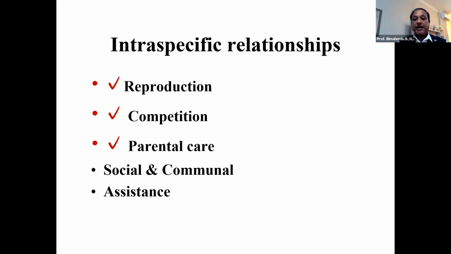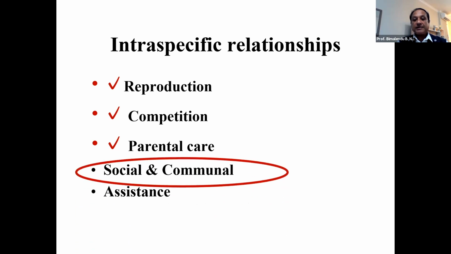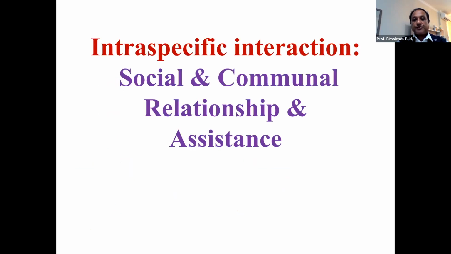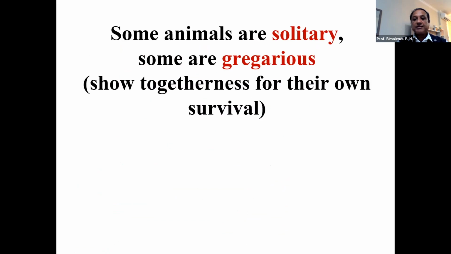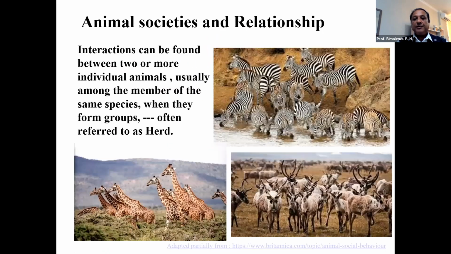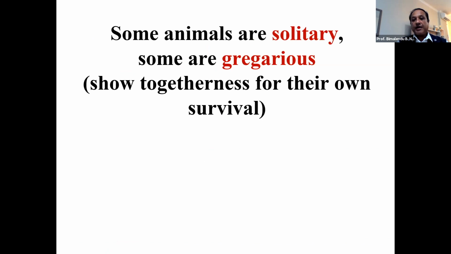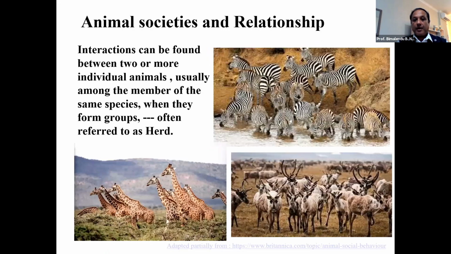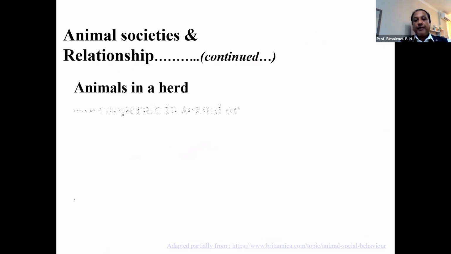So we have already covered most of these, and we will talk about different types of the communal relationship and the assistance. So social and communal relationship and assistance. Some animals are solitary and some are gregarious. So the interactions can be found between two or more individual animals, usually among the members of the same species, when they form groups. Often they are referred to as a herd.